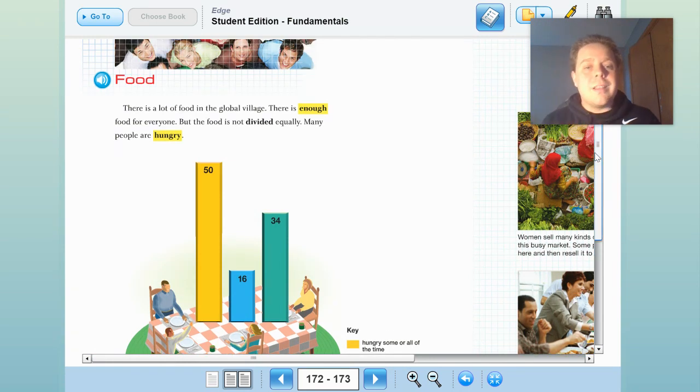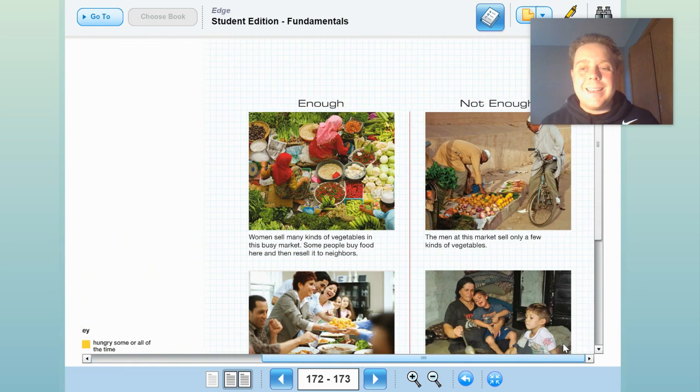Food. There is a lot of food in the global village. There is enough food for everyone, but the food is not divided equally. Many people are hungry. Enough and not enough.